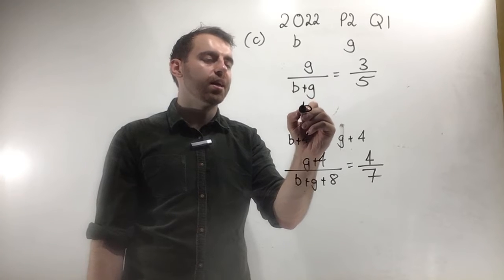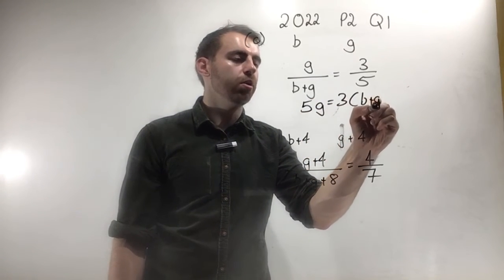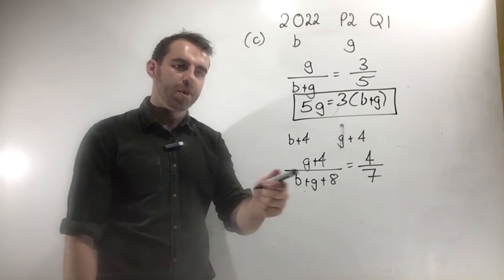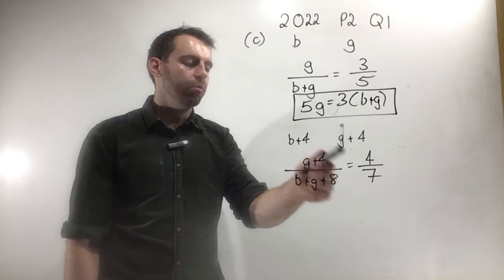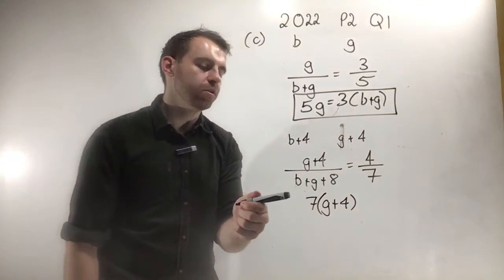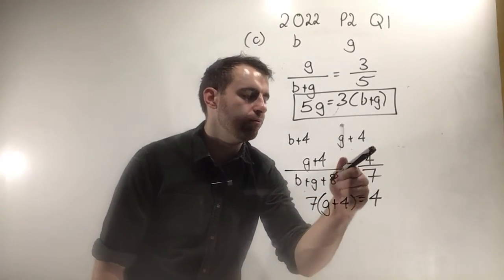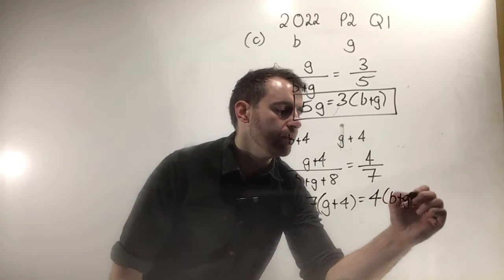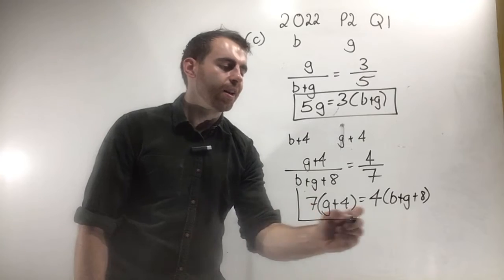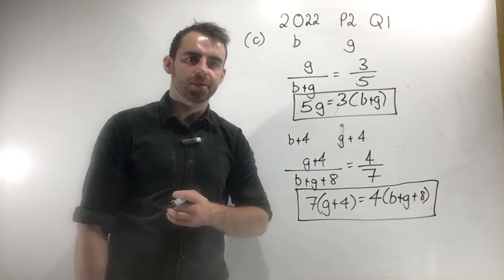So what I can write this as now is 5 times G is equal to 3 times (B plus G). I'm going to go from there in a moment, and I'm going to simplify it further. I'll do something similar here. I'll multiply by 7, so I get 7 times (G plus 4), and I'll also multiply by (B plus G plus 8), so it'll be equal to 4 times (B plus G plus 8). So all I'm doing there is getting rid of my fractions, and let's take these 2 equations. We'll work from here, and it's a simple enough simultaneous equation.